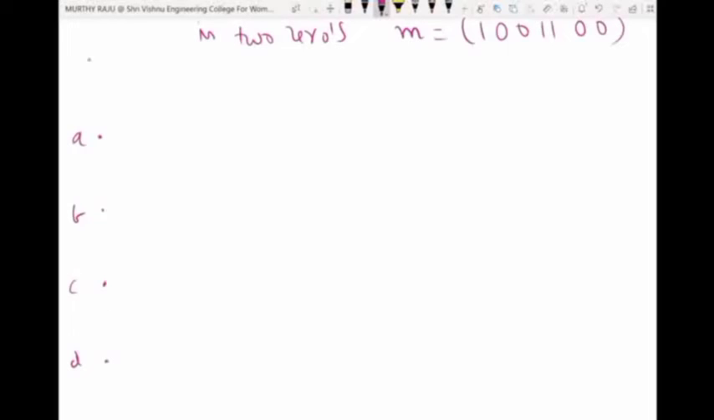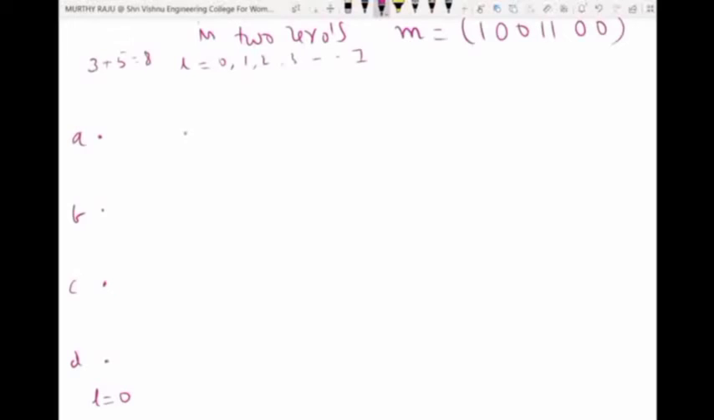The trellis structure has L plus K levels. L means constraint length, 3, and K is the length of the message sequence. So there are 8 levels numbered 0, 1, 2, 3, 4, 5, 6, up to 7. This one is L equal to 0.